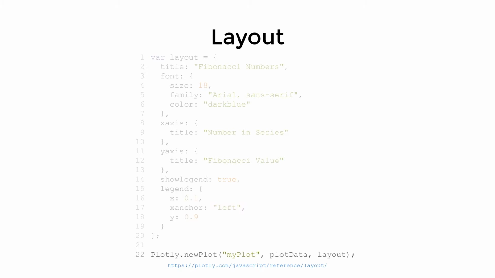In terms of actually applying our layout, there's one very simple thing that we need to do, which is pass the layout object into our new plot function as a third input parameter. So as long as we've created the layout variable with all of the appropriate structure as determined by the Plotly documentation, then all we need to do is pass that variable into our new plot function, and that layout will automatically be applied.